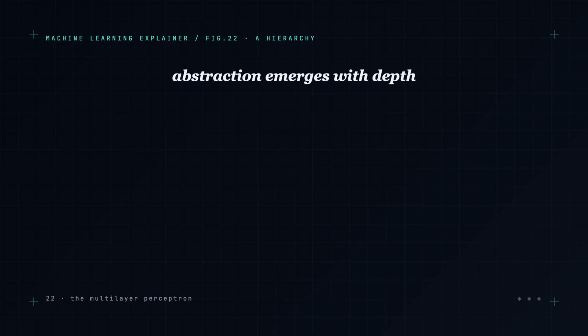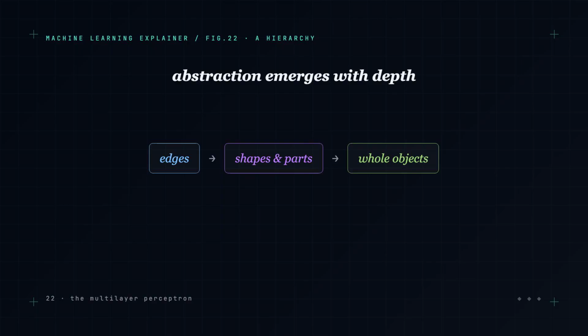This stacking creates a hierarchy. In a network that sees images, early layers might detect edges, middle layers, shapes and parts, deep layers, whole objects. Nobody programs this. The network discovers the hierarchy on its own, from data through training. Depth is what lets abstraction emerge.